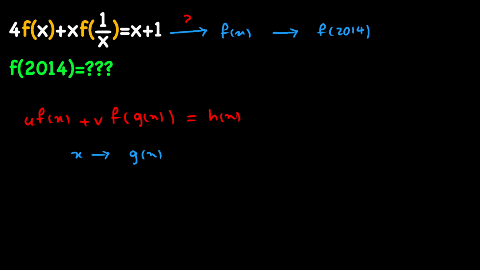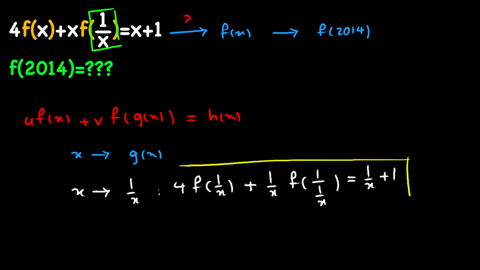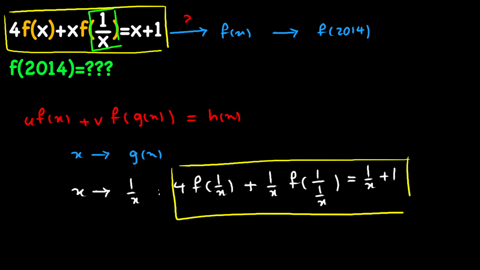I'm going to replace x with g of x, which in our case is 1 over x. So if I replace x with 1 over x, we will have 4 times f of 1 over x plus 1 over x times f of x, and this equals 1 over x plus 1. So we have two equations, this one and the given equation. So let's go ahead and rewrite these two together to have a system of equations.